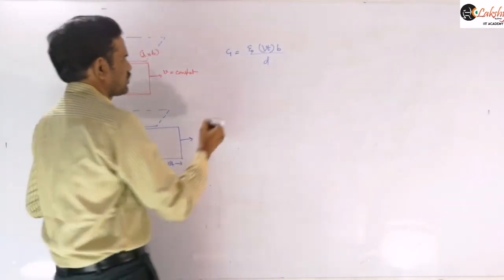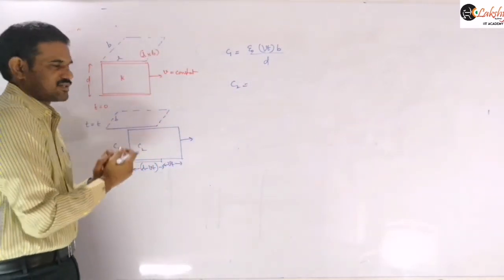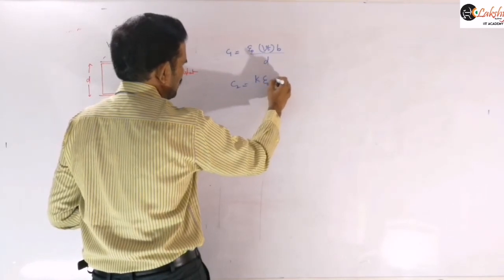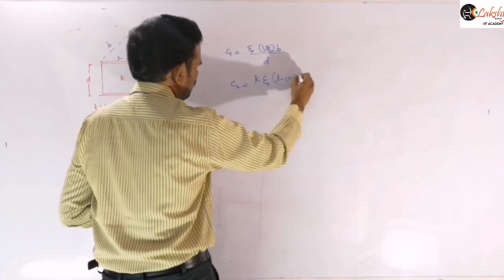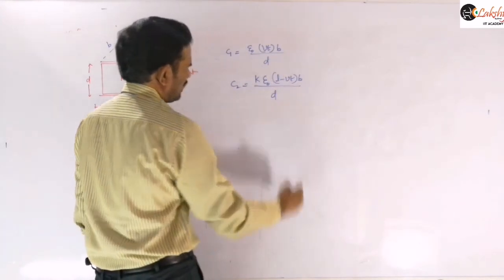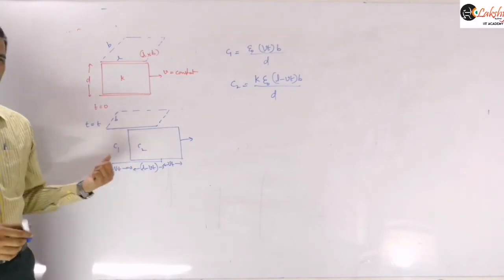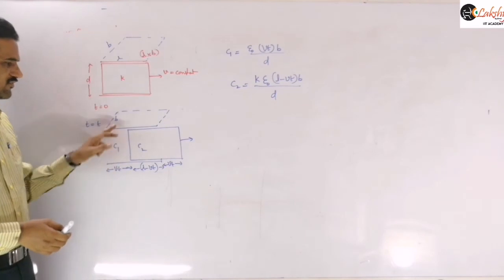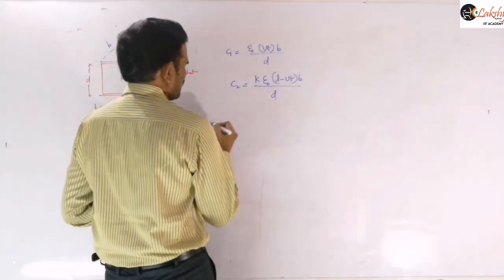Now the C2 expression: C2 means the part where the dielectric is still present. So K epsilon naught into that distance, which we write as L minus vt, into B by d. Now those are the C1 and C2 expressions. You know that C1 and C2 are in parallel, which we discussed already in one of the problems, because the potential difference between the plates of the capacitor will remain the same.